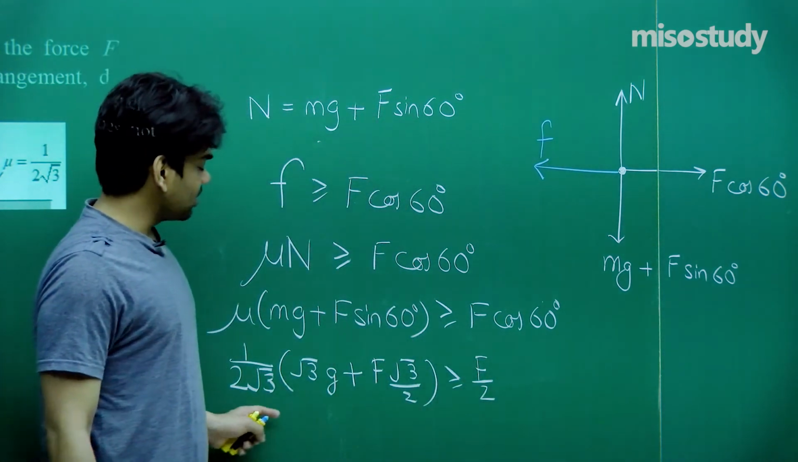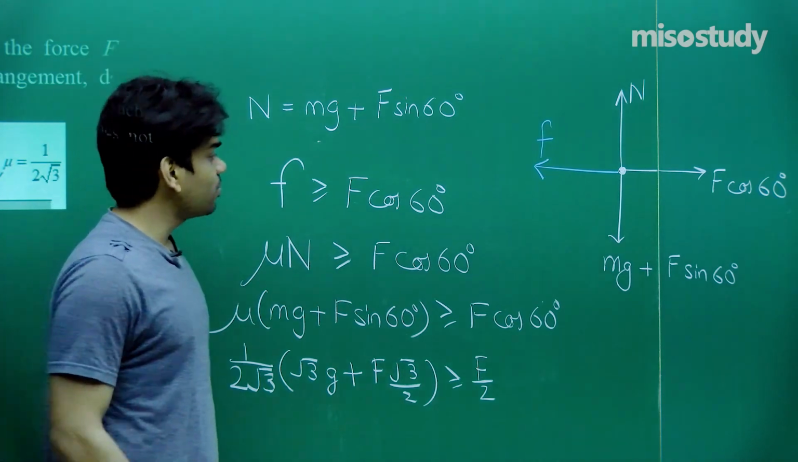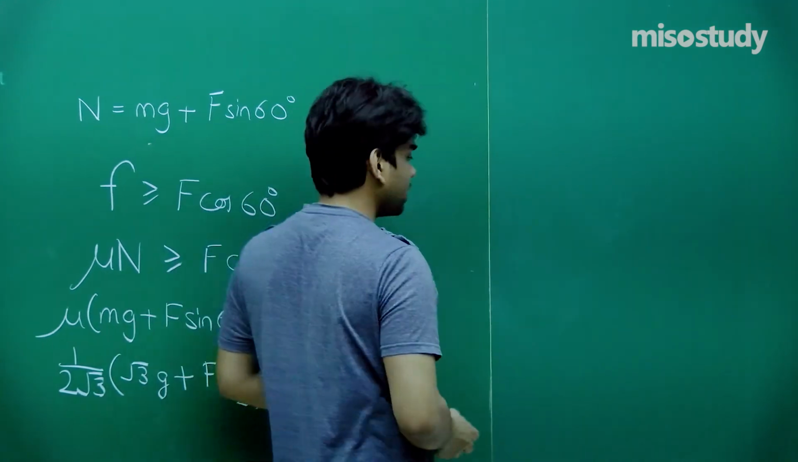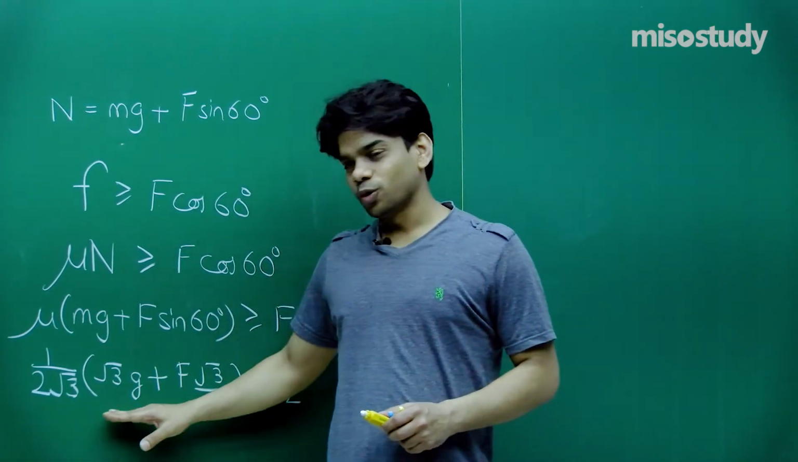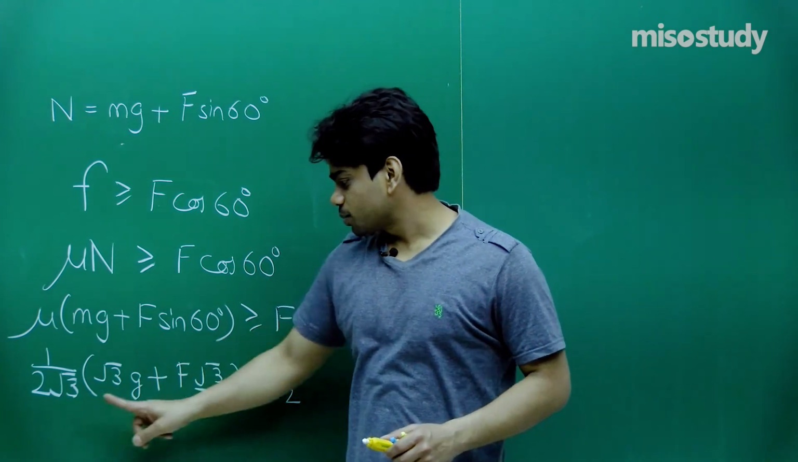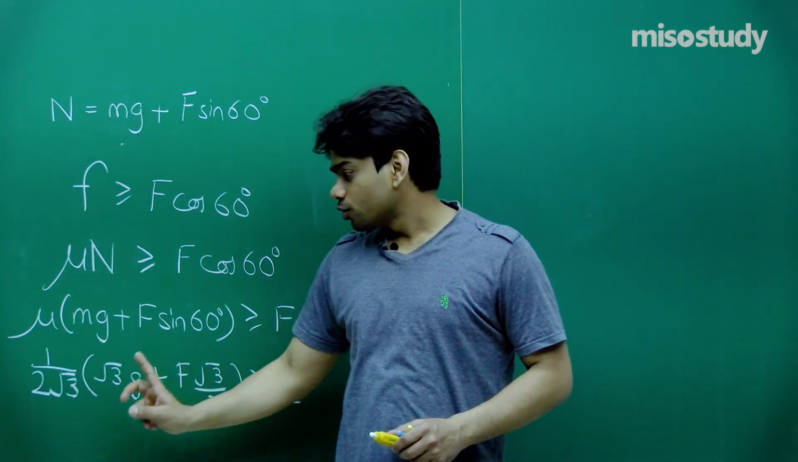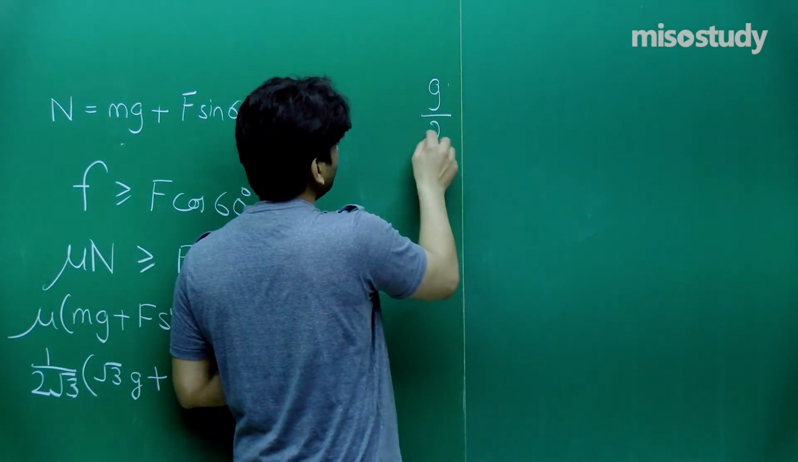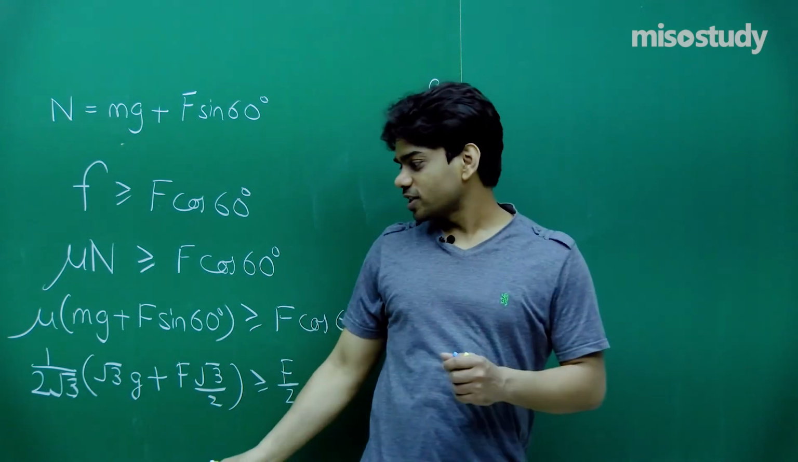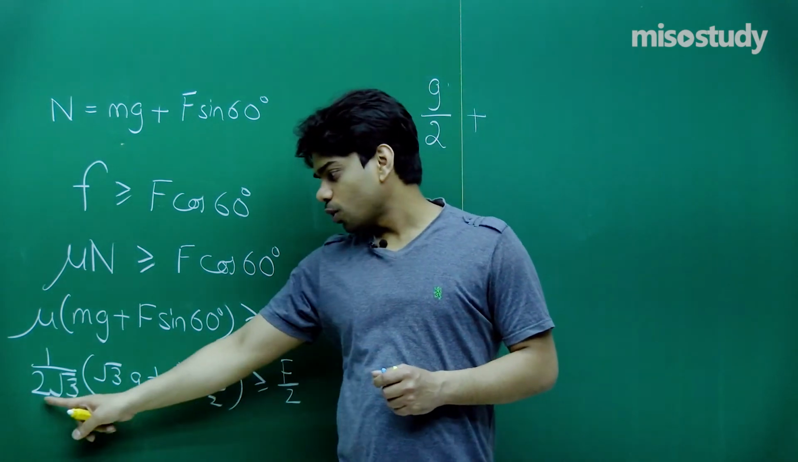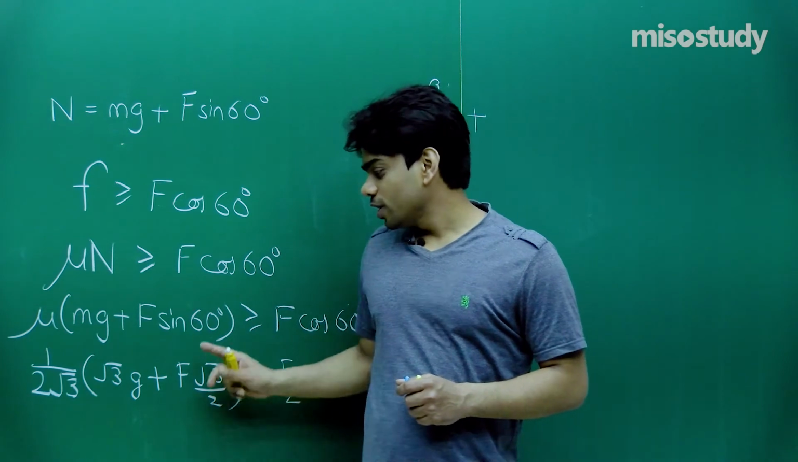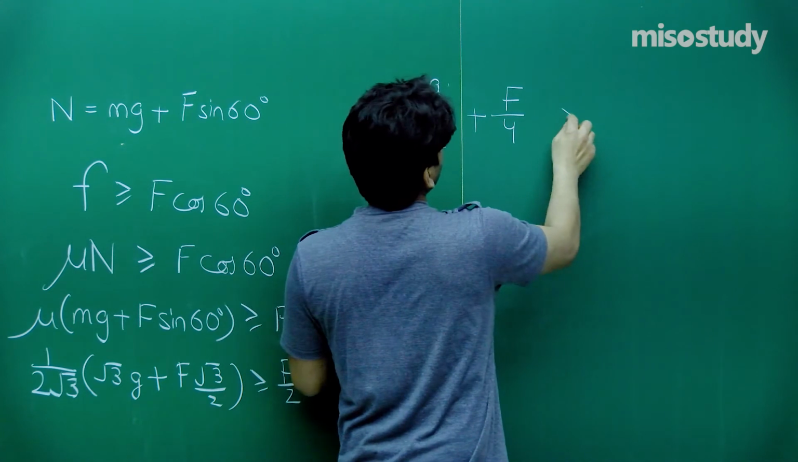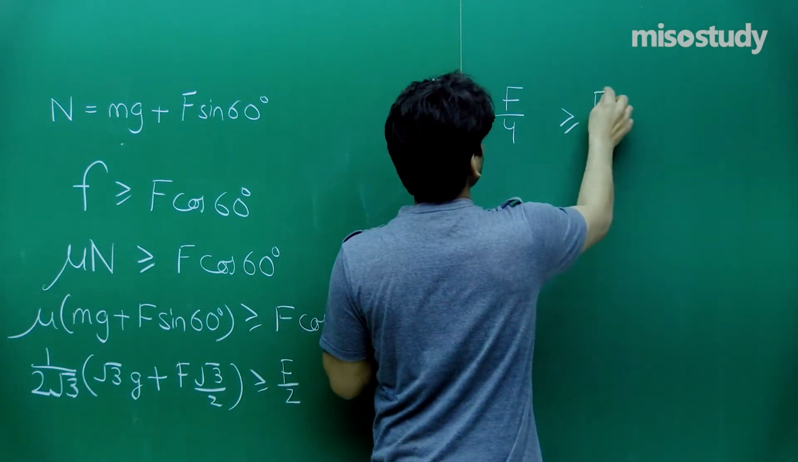Now multiply this term with all the terms inside the bracket and see what we get. Let me rub this diagram. If I multiply 1 upon 2 root 3 into root 3, the root 3 cancels out, so we obtain 1 upon 2, so g by 2. Again, root 3 cancels out, and 1 upon 2 multiplied by 1 upon 2 is 1 upon 4, so plus F by 4. This entire term should be greater than or equal to F by 2.